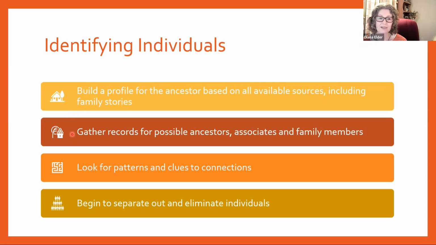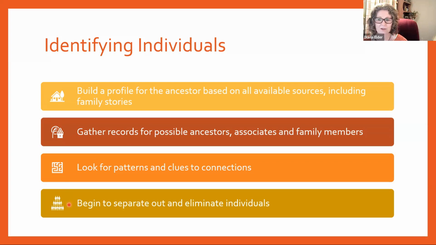And then you are going to have to really reach out and gather records for other people that our ancestor was involved with. You know, you're going to have to gather up everything, all of his associates, his family members. You'll have to research all of these to try to figure out connections. And as you're doing this, you start looking for patterns and clues to the connections. It's really interesting as you are researching how things will start to come clear. You'll start to get some ideas, you'll start to get a hypothesis, and sometimes you'll change, but you'll begin to separate out and eliminate individuals.